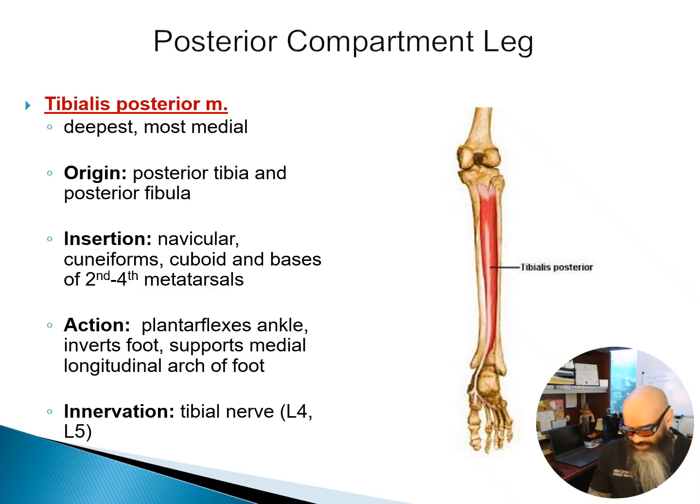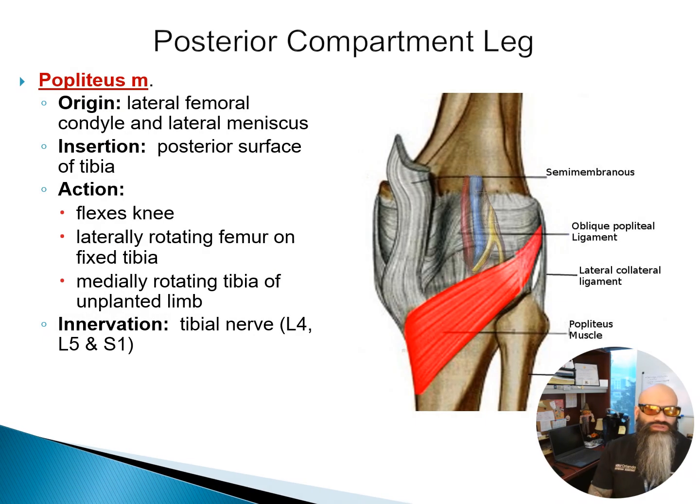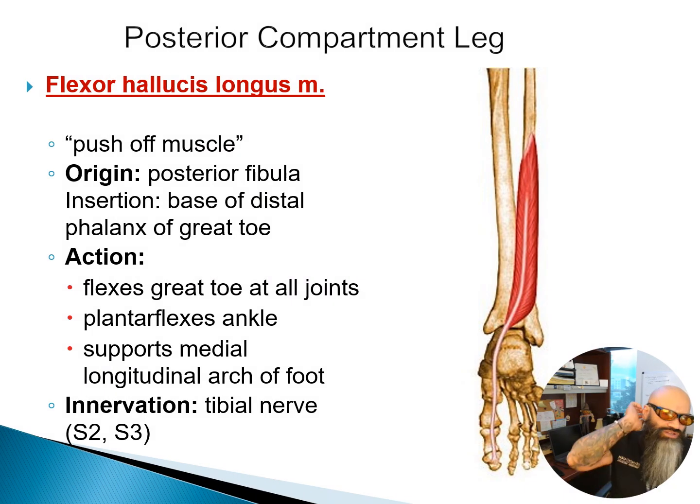It has multiple insertion sites. I'm not going to have you know that, but just know that it originates from the posterior tibia, and it's one of the deeper muscles in your posterior compartment. Popliteus originates from the lateral femoral condyle, as you can see here, and inserts on the posterior tibia. It's innervated by the tibial nerve, L4, L5, S1. Next is flexor hallucis longus, or FHL. We call it the push-off muscle.